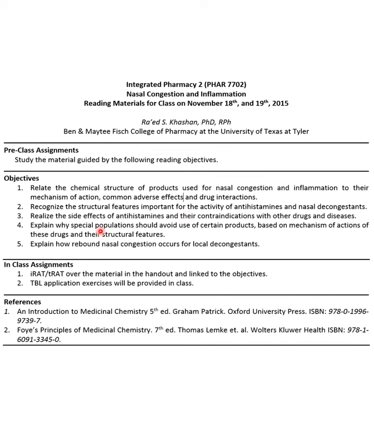So starting with the objectives, the first objective is to relate the chemical structure of the products we will talk about in these materials, which are used for nasal congestion and inflammation. We want you to relate the structure of these products, how the antihistamines, for example, are designed to block the H1 receptor, and how the decongestants, for example, are designed to mimic the endogenous epinephrine, and why that is important. So you relate the structure to the action.